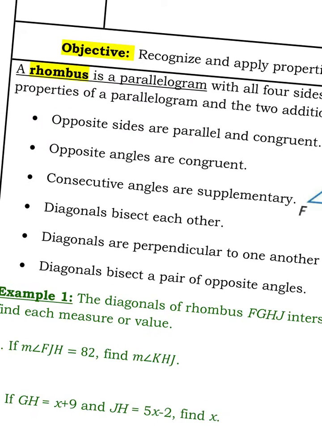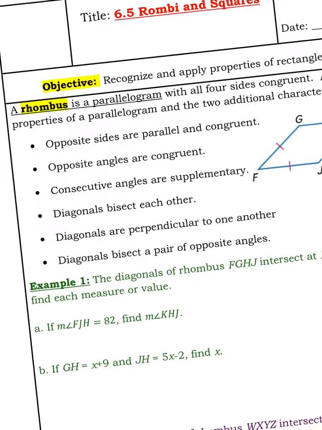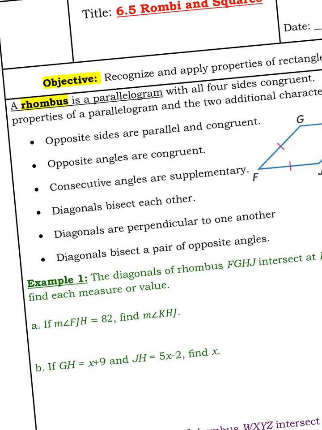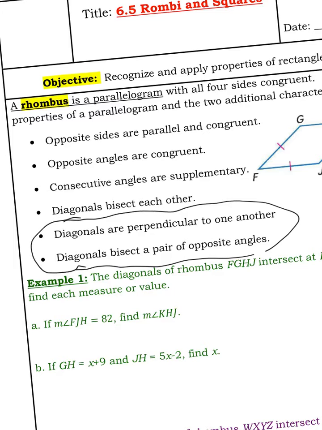So in 6.3 and 6.4 we talked about parallelograms and rectangles, okay? A parallelogram has opposite sides that are parallel and congruent. A parallelogram has opposite angles that are congruent. They have consecutive angles that are supplementary, and their diagonals bisect each other. Now you have two additional properties. Those were all properties of parallelograms. These two are new for rhombi, sorry. And so a rhombus is a parallelogram with diagonals that are perpendicular to one another.